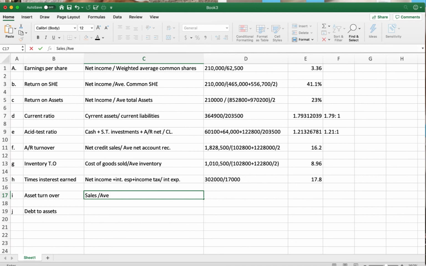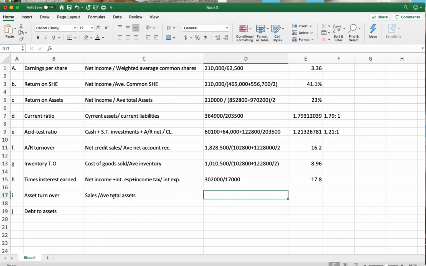which they tell us the total assets are 852,800 for 2016, 970,200 for 2017. So average total assets. So how does that look? Well, I'm going to take my net sales of $1,828,500, and I'm going to divide by my average assets. So to figure that out, I'm going to take the 852,800 plus 970,200 and divide that by 2.